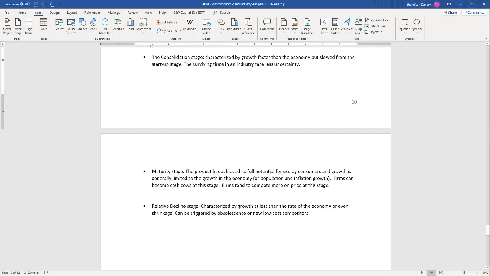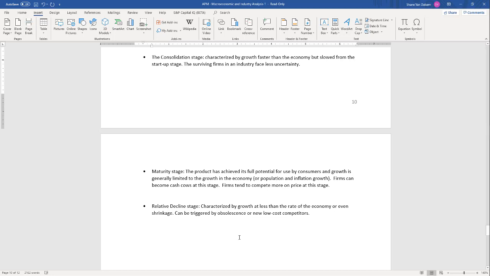The remaining firms within an industry oftentimes start to compete more on price at this stage, so they try to become the price leaders because they no longer are very well differentiated. Apple Computer being an example of that not being entirely true because they are very much differentiated from other similar products. But in general, firms within this maturity stage do start to compete more on price.